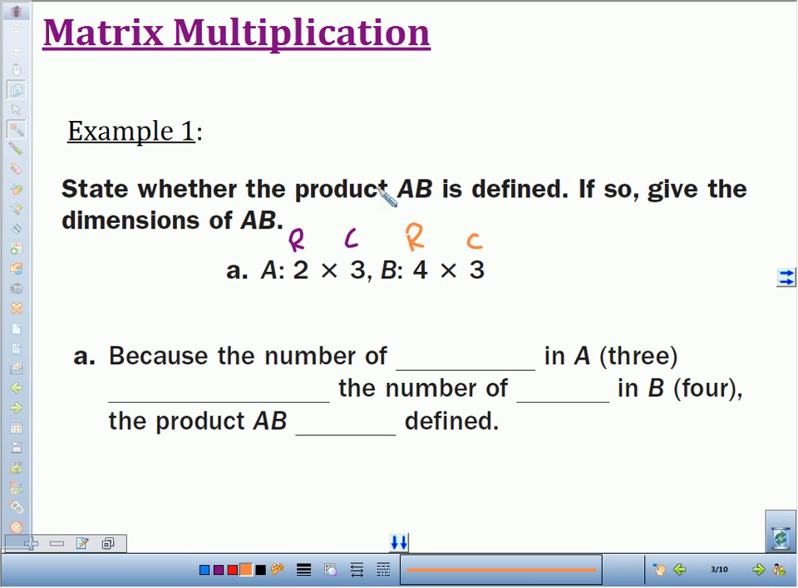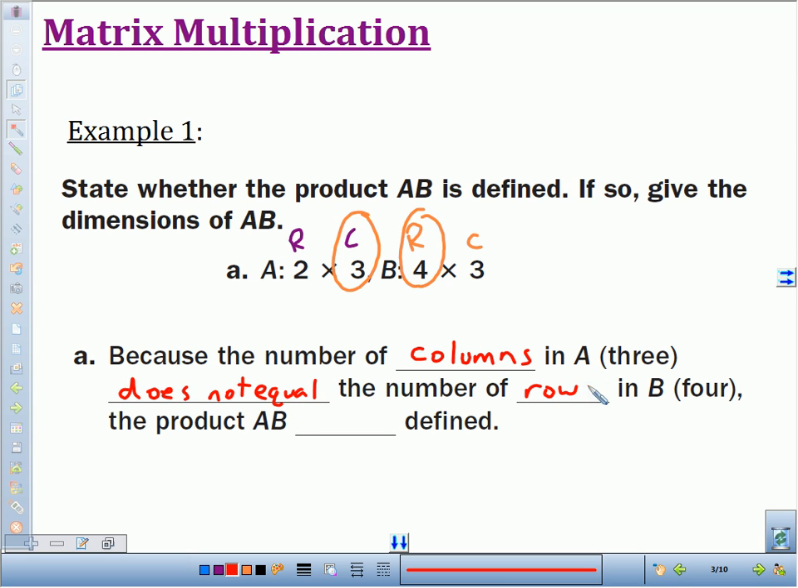Now in order for the product AB to be defined, the columns of A have to equal the rows of B. They don't equal each other. 3 does not equal 4. So the product of these matrices is undefined. So because the number of columns in A does not equal the number of rows in B, the product AB is not defined.